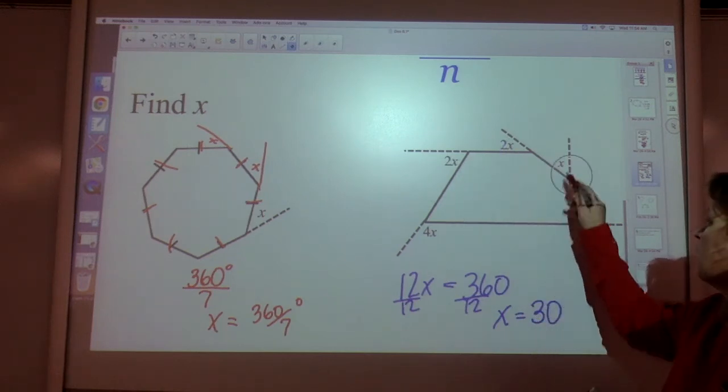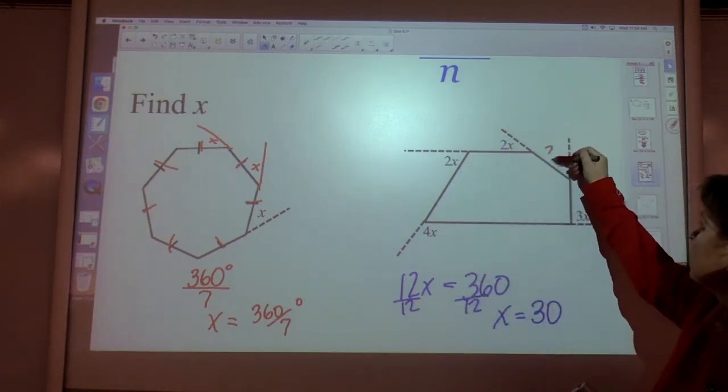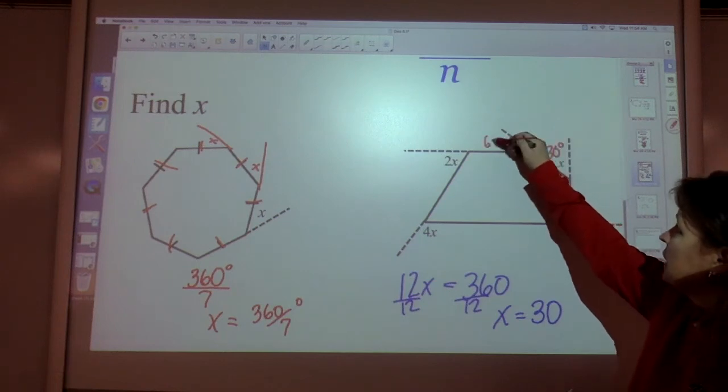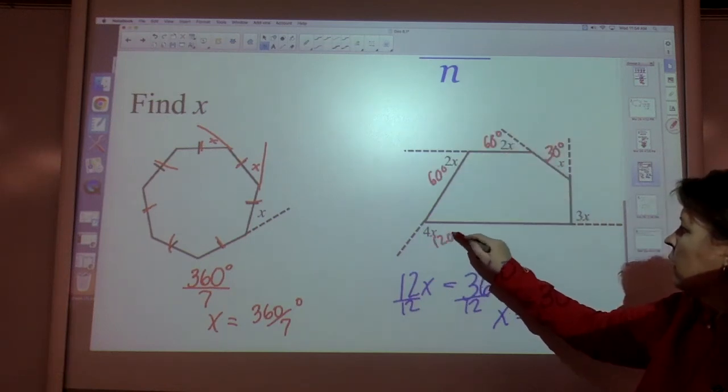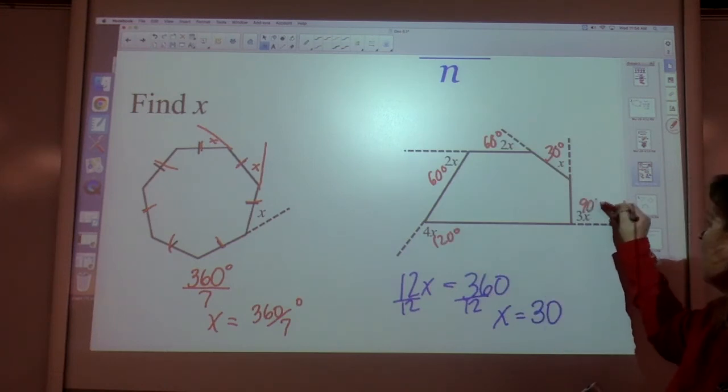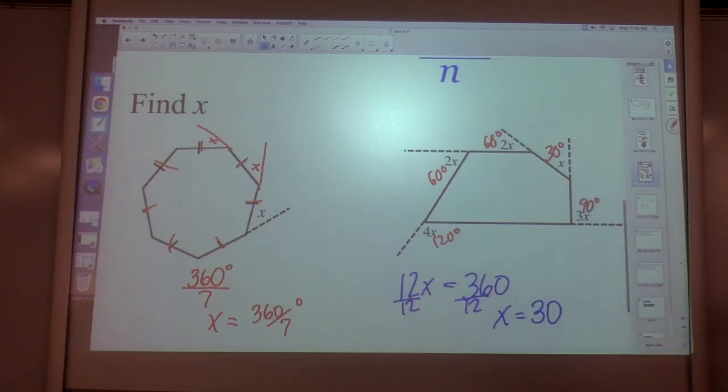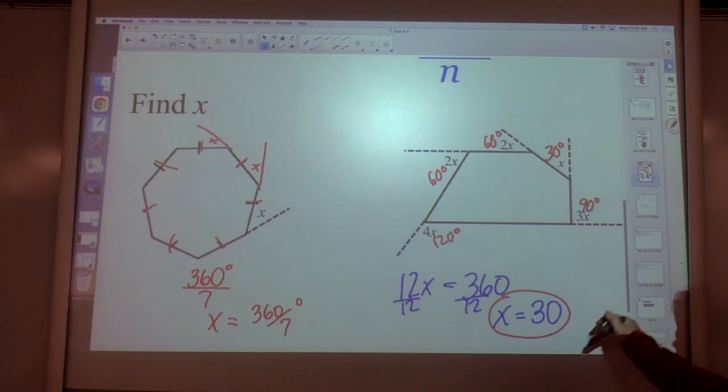Check and see if that works. Does x equal 30 work? That means this is a 30-degree angle. This is a 60-degree angle. 60, 120 degree angle, and a 90 degree angle. Add those up, it adds up to 360 degrees. So x equals 30.